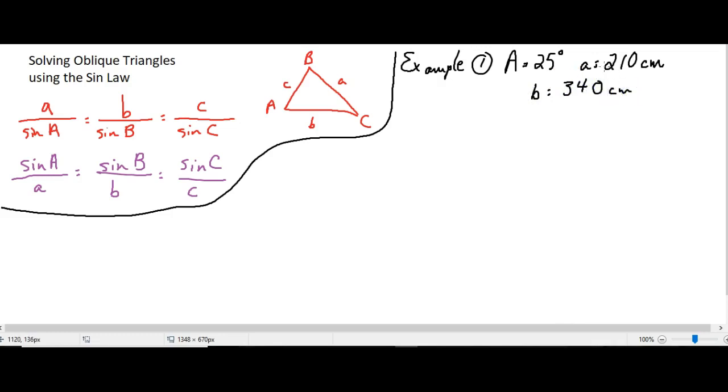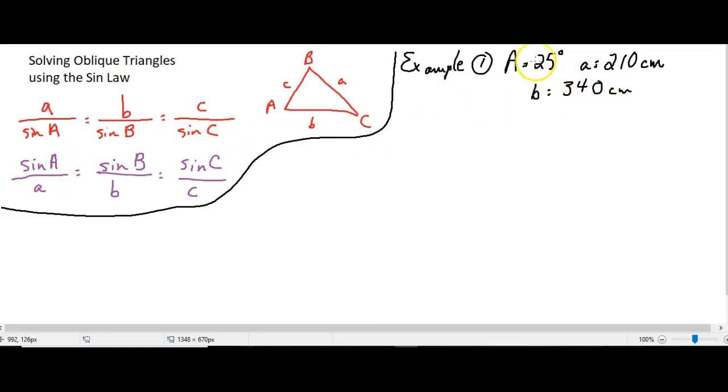Okay, so let's see now. We've got an angle and its opposite side. Good. Therefore, we can make up this ratio. So we have half of our equation. We also know side B, which means we can figure out angle B. We cannot find out anything about C yet, because we don't know either angle C or side C. So let's set up the equation.